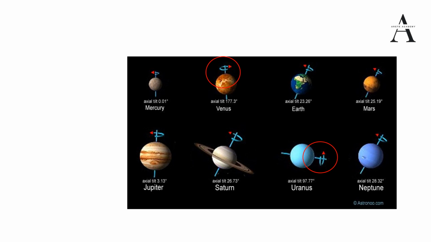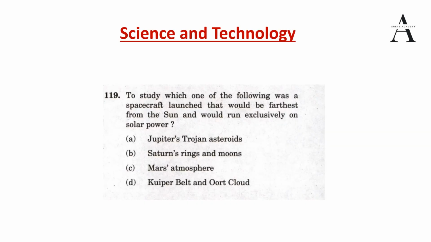Now we will discuss information related to the question. So this was the question, and in the question, the first statement is talking about Jupiter's Trojan asteroids. Then we have Saturn's rings and moons. Next is Mars's atmosphere, Kuiper belt, Oort cloud. So each of the words we are going to discuss, and every word is very important. Okay, so let's start the discussion.